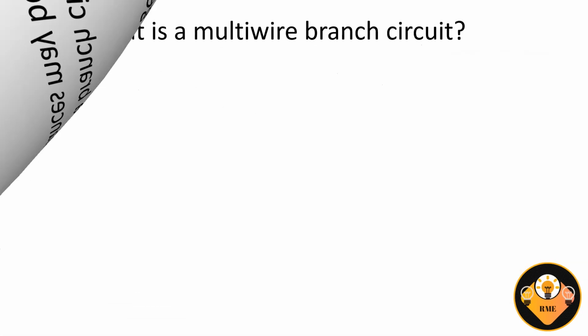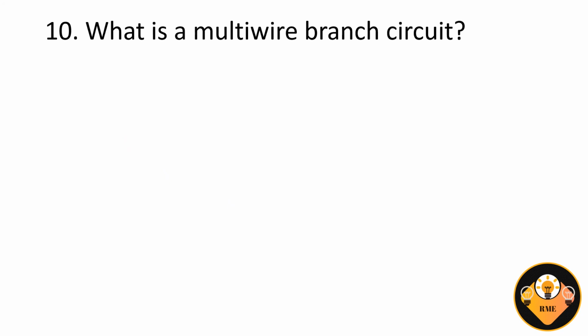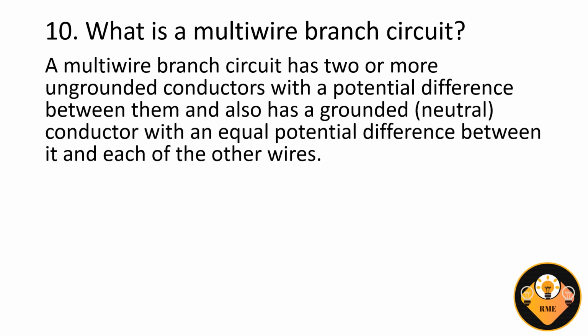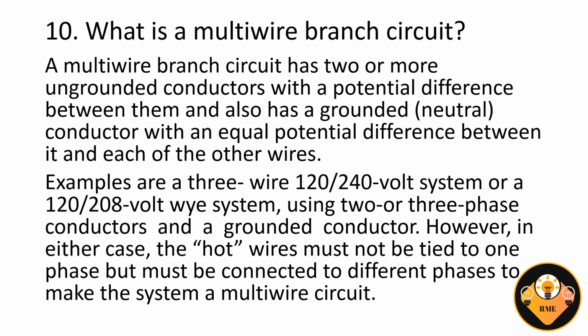Number 10. What is a multi-wire branch circuit? A multi-wire branch circuit has two or more ungrounded conductors with a potential difference between them and also has a grounded, neutral conductor with an equal potential difference between it and each of the other wires. Examples are a 3-wire 120/240-volt system or a 120/208-volt Y system, using 2 or 3 phase conductors and a grounded conductor. However, in either case, the hot wires must not be tied to one phase but must be connected to different phases to make the system a multi-wire circuit.